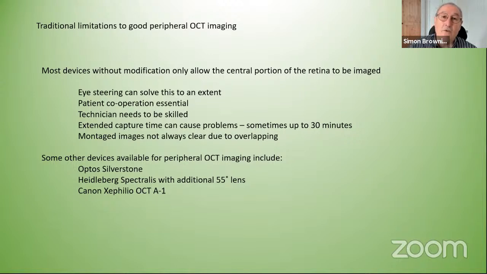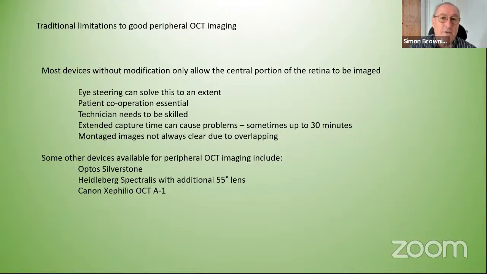Eye steering can solve this to an extent, but patient cooperation with eye steering is essential. Quite often the technician needs to be quite highly skilled to get good results from the patient. And coming back to the patient flow, it extends patient time, and so this can cause problems within a busy clinic as well. And often we're looking at montaged images, but they are not always clear due to overlapping. There are devices that will get around this.